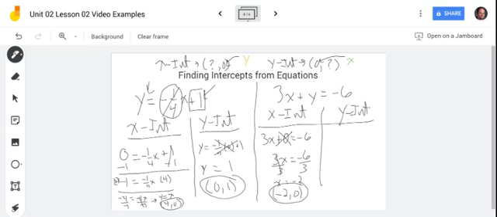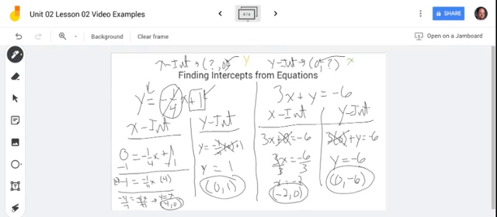Now for the y-intercept, I replace the x. So 3 times 0 plus y equals -6. Cancel it out. Y equals -6. So that means 0, -6 is my y-intercept.